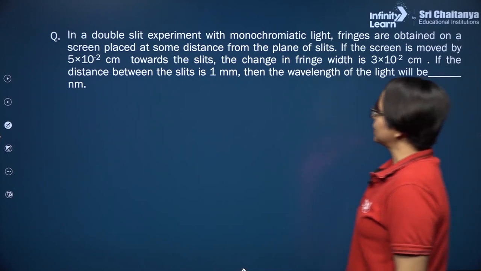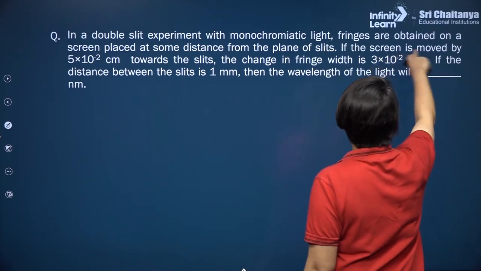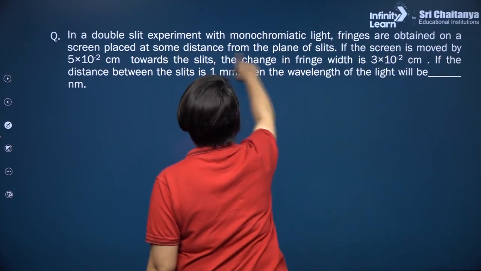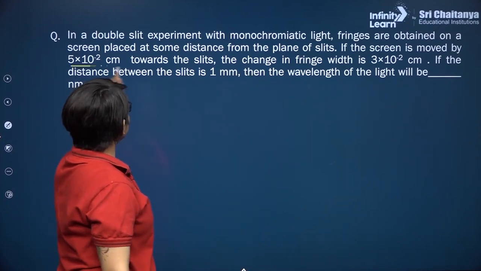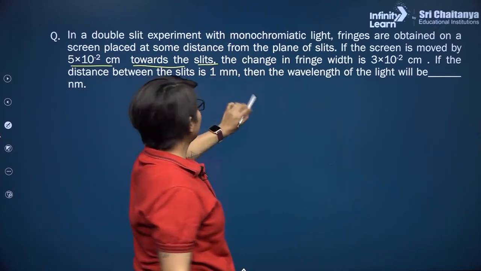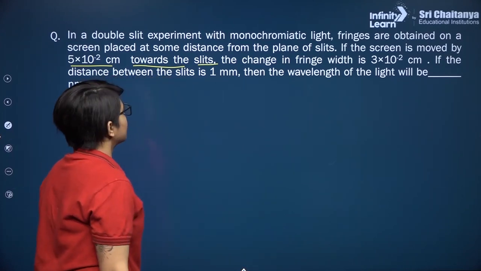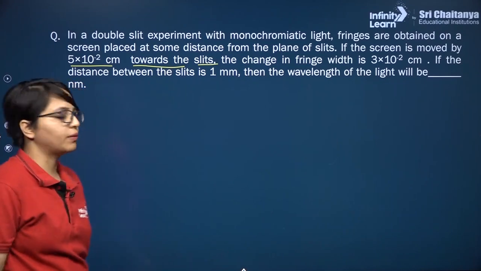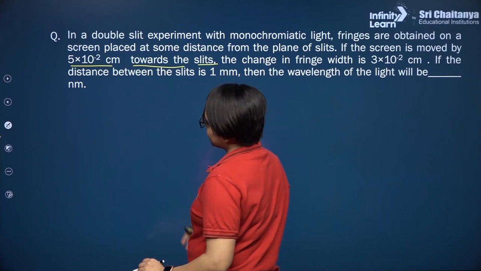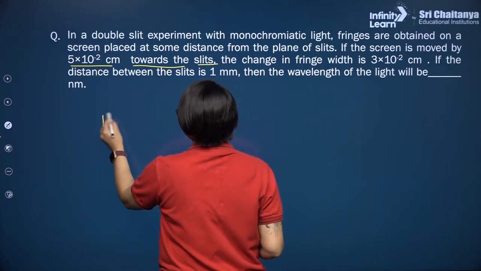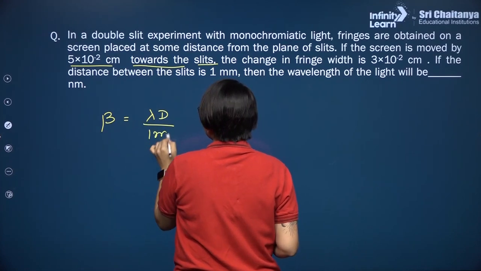Next is this one. In a double slit experiment with monochromatic light, fringes are obtained on a screen placed at some distance from the plane of slits. If the screen is moved by this much centimeter towards the slit, the change in fringe width is this much, if the distance between the slits is 1 millimeter, then the wavelength of the light will be. So if the distance between the slits and the screen is D, then let's say fringe width is beta, that is lambda D upon d, which is 1 millimeter.